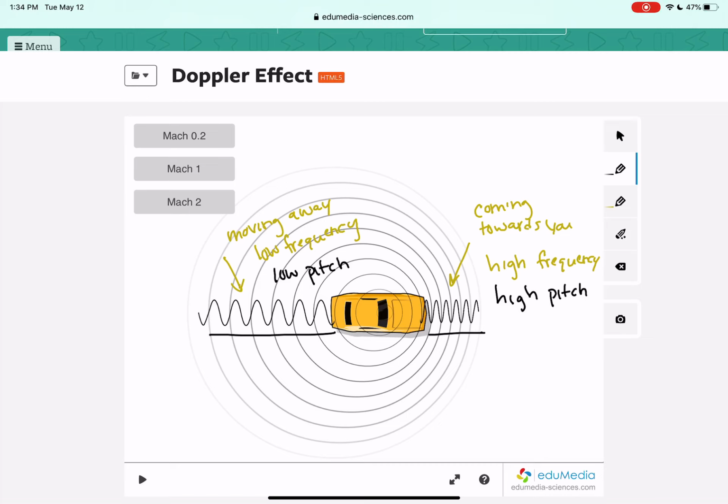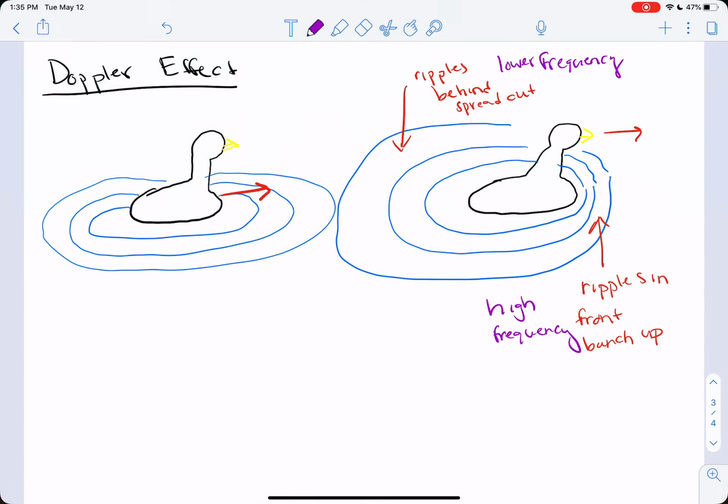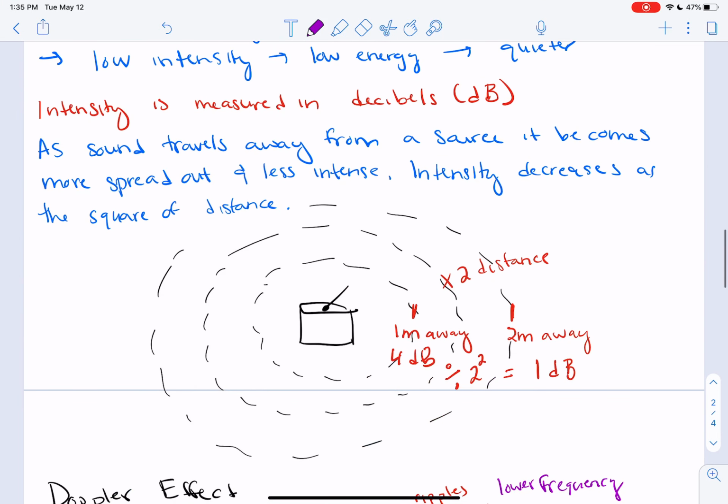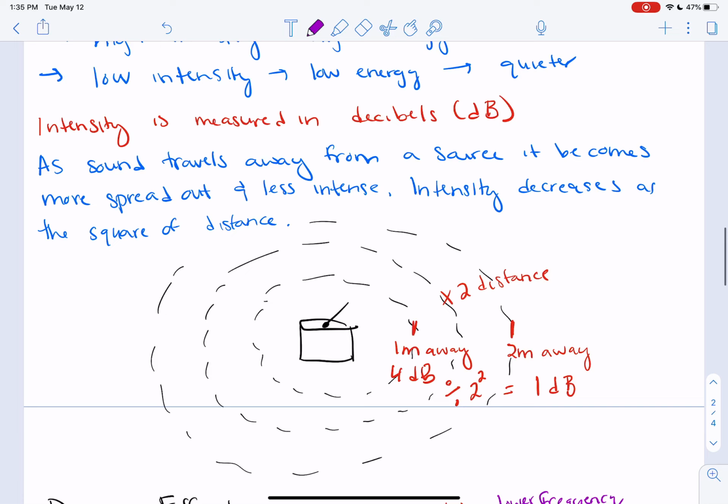So this is what the Doppler effect is. As something is moving, the waves in front of it, as you're approaching it, bunch up so you get a high frequency, which leads to a high pitch noise, and then behind it, the waves spread out so you get a lower frequency, which causes a lower pitch. So that's called the Doppler effect. We need to understand the Doppler effect, what I just explained here, and we need to understand intensity, especially that intensity decreases as the square of distance.